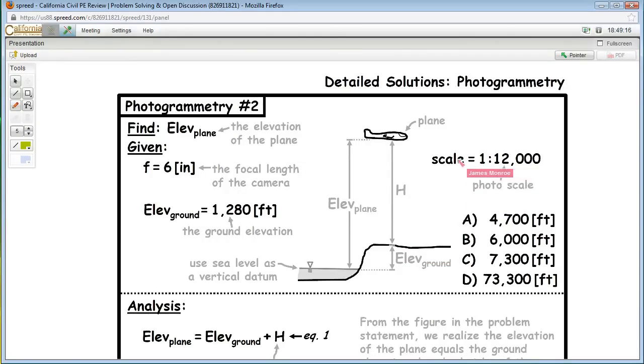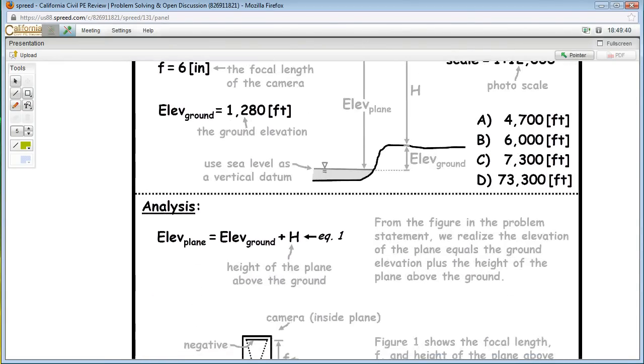So 1 inch on the film up here, which typically is a 9-inch by 9-inch square, 1 inch on that film represents 12,000 inches on the ground. 12,000 inches is 1,000 feet. So whenever you see this, you're going to be using 1 inch on the film equals 1,000 feet on the ground. You're going to be using it. So warned you about that in class. So we need to figure out h.